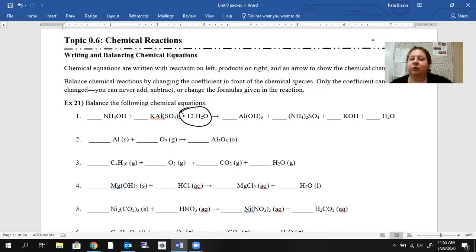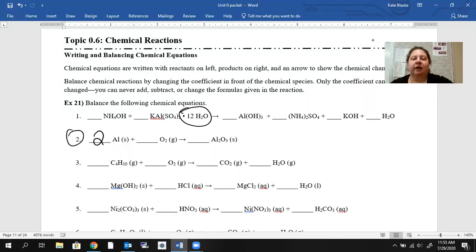If we take a look at number 2, let's pick something pretty straightforward for right now. I've got aluminum, solid aluminum, plus gaseous oxygen produce aluminum oxide as a solid. There's a lot of information you can get from those equations. Remember about all of our symbols and all those things that can happen. So right now I've only got one aluminum on my reactant side, but I've got 2 aluminums on my product side. So I'm going to put a coefficient of 2 there to make my aluminums balance out.